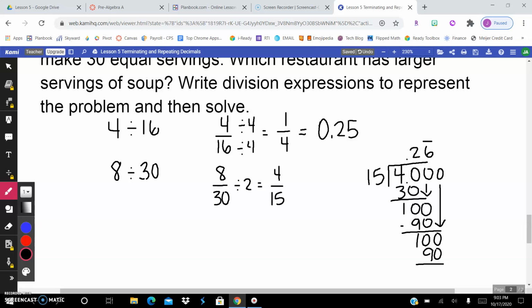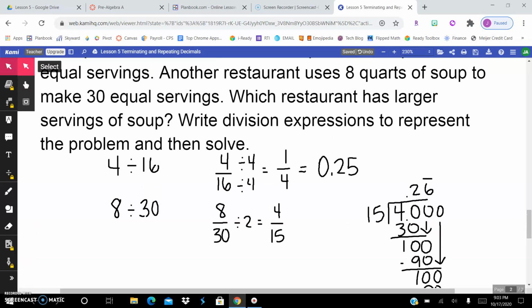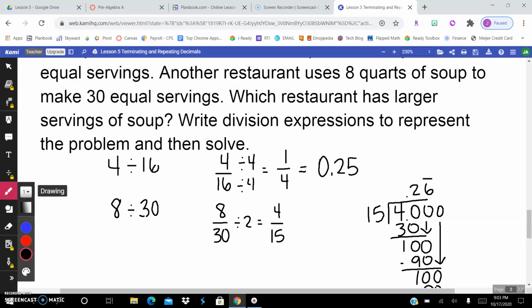So the first restaurant, everybody is going to get a quarter of a quart. And the second restaurant, they're actually going to get 0.26 repeating, which is the same thing as 4/15 of a quart. And 0.26 repeating is just a little bit bigger than the 0.25. So which restaurant has the larger servings of soup? And it's the second restaurant by just a tiny bit.